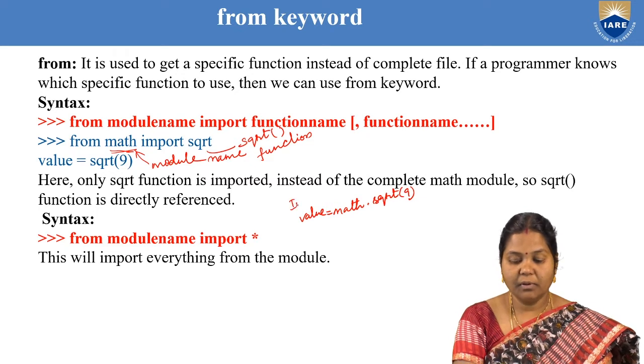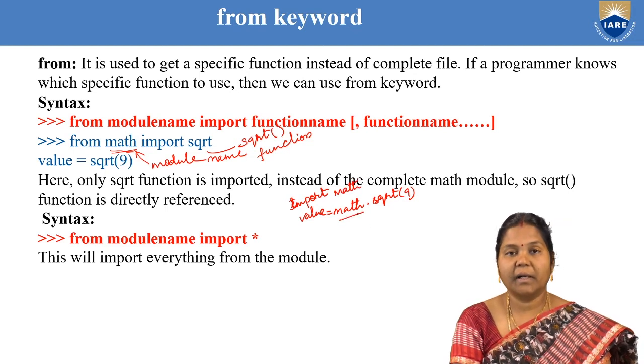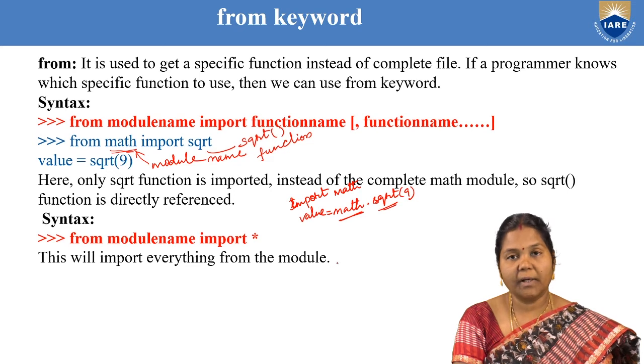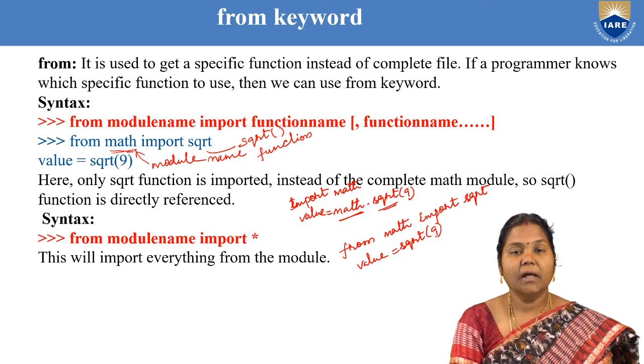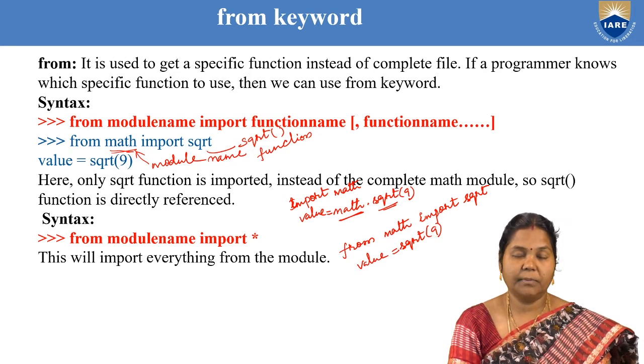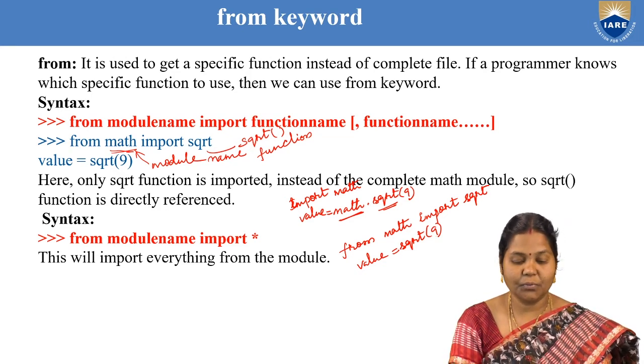Okay. So if you are doing import math, if you are using this syntax, then we have to write down the module name followed by the function name. But if you are doing from math import sqrt, if you are writing like this, then you can simply write value is equal to sqrt of 9. That means you need not mention the module name dot function name. That is the difference. You can note it down.